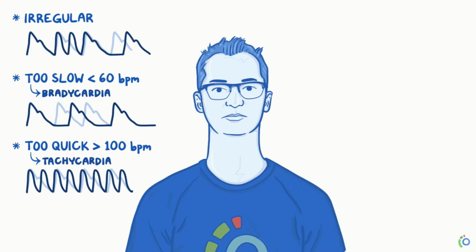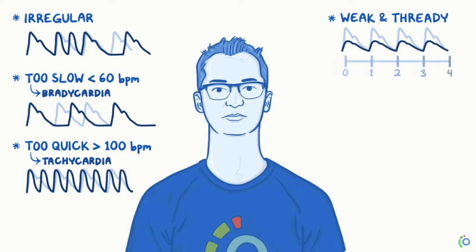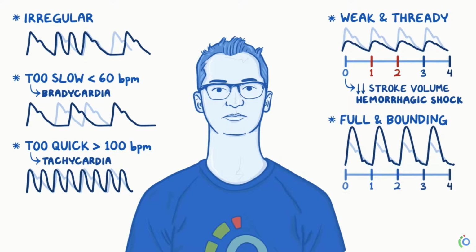Is the pulse that you feel weak and thready? If so, this could be caused by a decrease in stroke volume, such as what happens with hemorrhagic shock. If the pulse is strong and bounding, this could be due to anxiety, heart disease, or other valvular conditions.